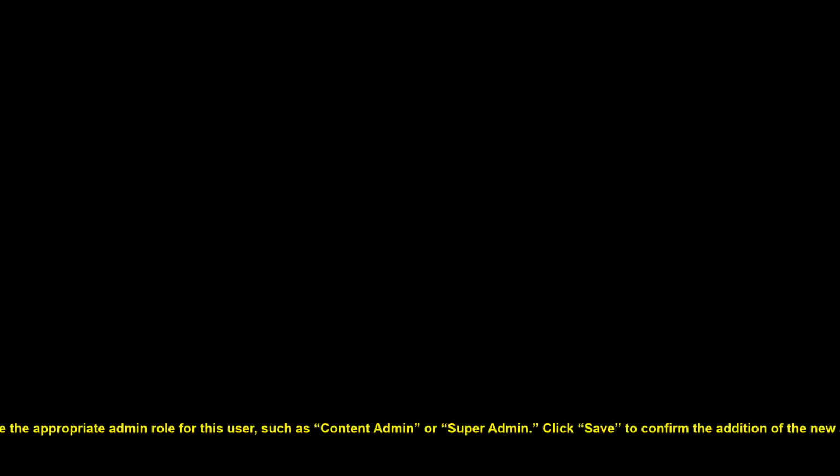You will now see the current admins listed on this page. To add a new admin, click on Add Admin. Enter the name of the LinkedIn member you wish to add. Select the correct person from the suggestions that appear. Choose the appropriate admin role for this user, such as Content Admin or Super Admin. Click Save to confirm the addition of the new admin.